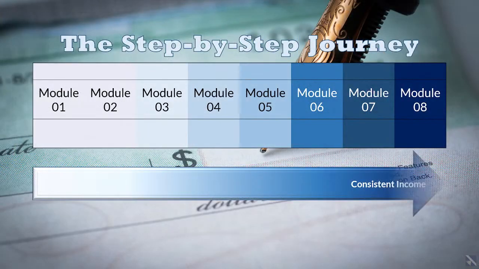Now, the course is 8 modules, and we made them so each module builds on the one prior. As you go through the modules, you're getting closer and closer to that end goal, which is a system for consistent income.